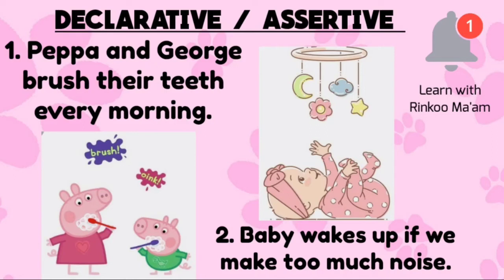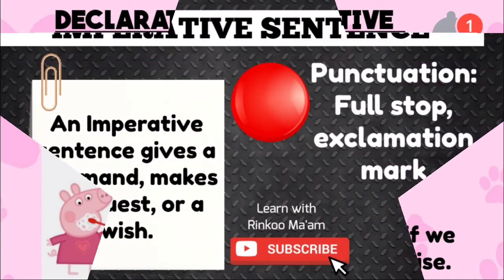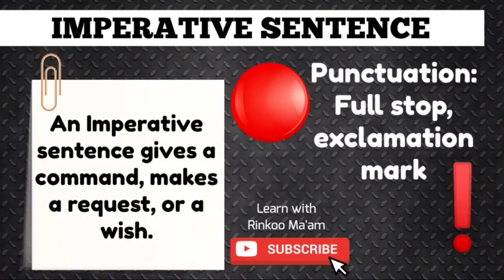Let's now move ahead and understand what is an imperative sentence. An imperative sentence gives a command, makes a request or a wish. It mostly ends with a full stop and sometimes an exclamation mark. The subject in an imperative sentence is always in the second person. In simple words, in these sentences, subject is missing.